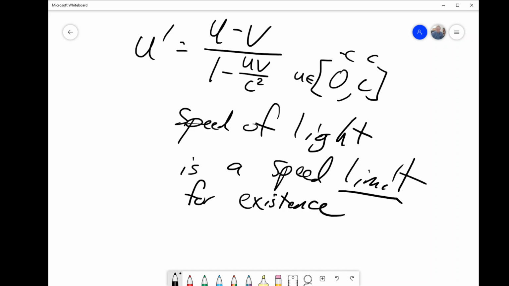Tomorrow, we will take a look at electricity and magnetism and how they work in relativity.